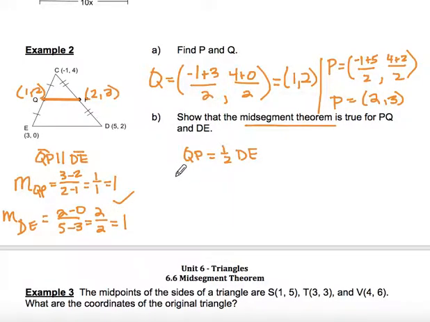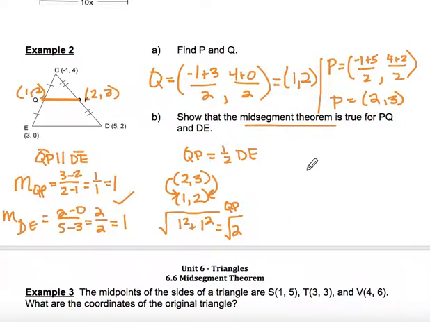So for QP, that's going to be the coordinates 2, 3, and 1, 2. And I'm going to find their distances. So this is Pythagorean theorem or distance formula. The length between 2 and 1, there's 1 unit there. Between 3 and 2, there's 1 unit there. So the length of QP is the square root of 2. So this should be half of whatever DE is.